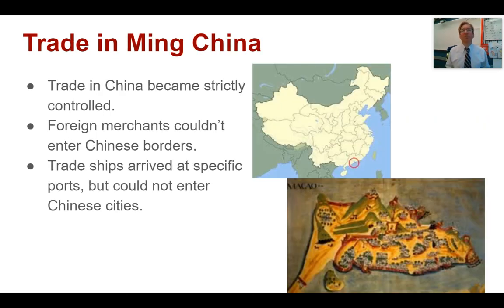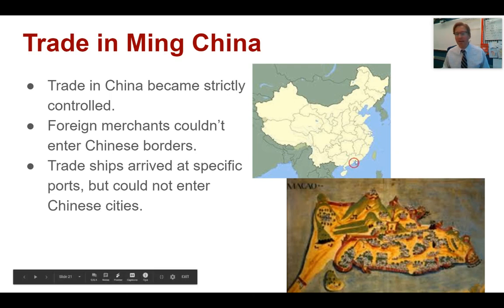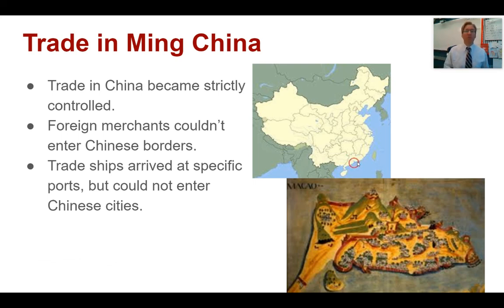So trade within China becomes strictly controlled. Foreign merchants couldn't enter Chinese borders. There were certain places, the island of Macau is an example, right here, this one little island, might be a peninsula, where foreigners could trade, but that was it. That was their only access point to China. And trade ships, therefore, really decreased how much they were going.